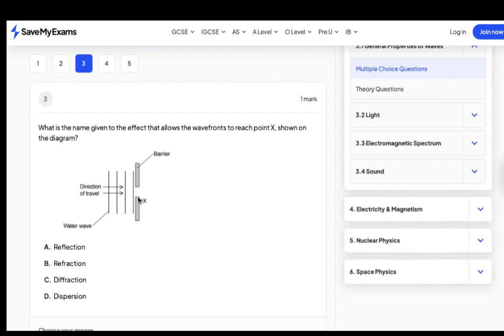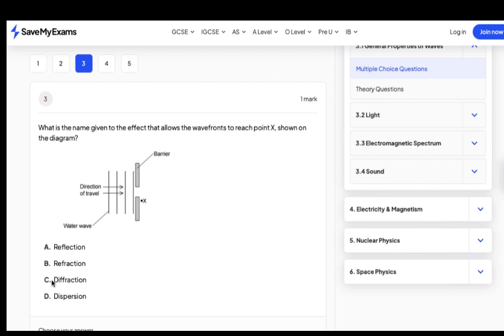Diffraction. Because this is a barrier, and there's a gap between two barriers. Whenever a wave passes through a narrow gap between two barriers, it will diffract. Diffraction means it is spreading out. So one will pass through point S, one will go straight, and one will go this way. That's called diffraction. Look for option C.